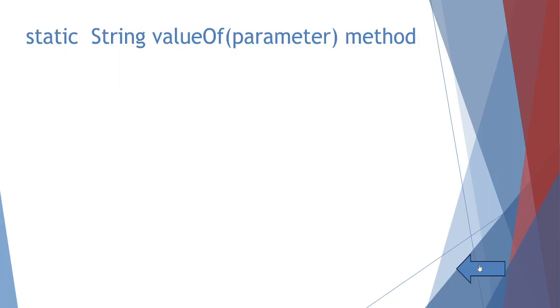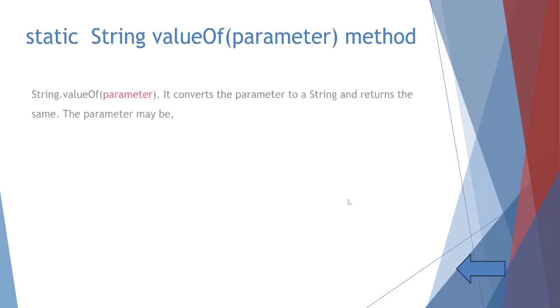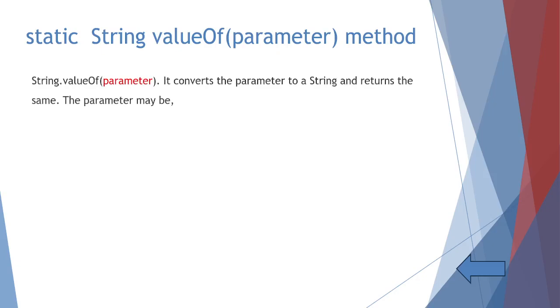Now, static String valueOf(parameter). This is the method. What does it do? It is a static method, first of all. It returns a String. valueOf is the method name. It takes a parameter. Now, this is a static method, so we call String.valueOf. This valueOf method is declared and defined in the String class, which is a static method. That's why we call String.valueOf and we send a parameter. It converts the parameter to a string and returns the string back.